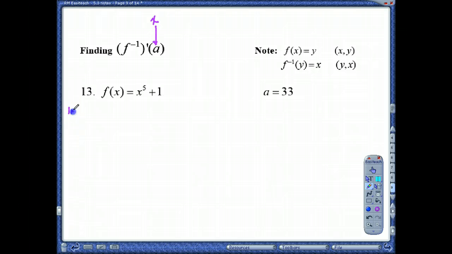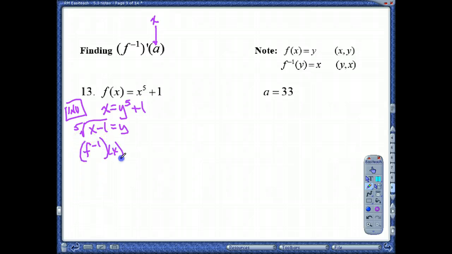We're going to go ahead and find the inverse. So when I do that, switch the x's and the y's just like we've been doing for the last couple minutes here. So I'm going to subtract 1, and then I'm going to take it to the 5th root. So I have solved this for y. Okay, so that seems pretty nice.